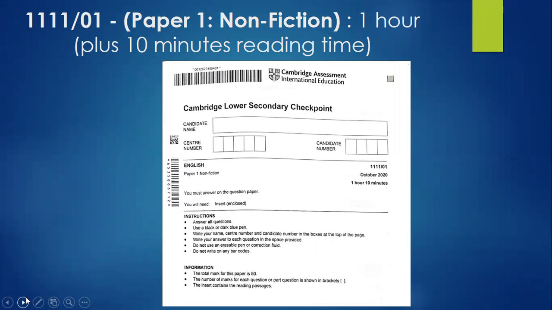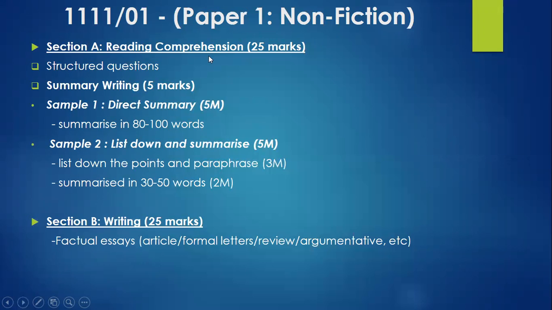So let's move on to the questions for the paper. In your paper 1, it consists of 2 sections. Section A with a reading comprehension, and the marks allocated are 25 marks. You will be having structured questions based on the text given, and you will have one summary to write.